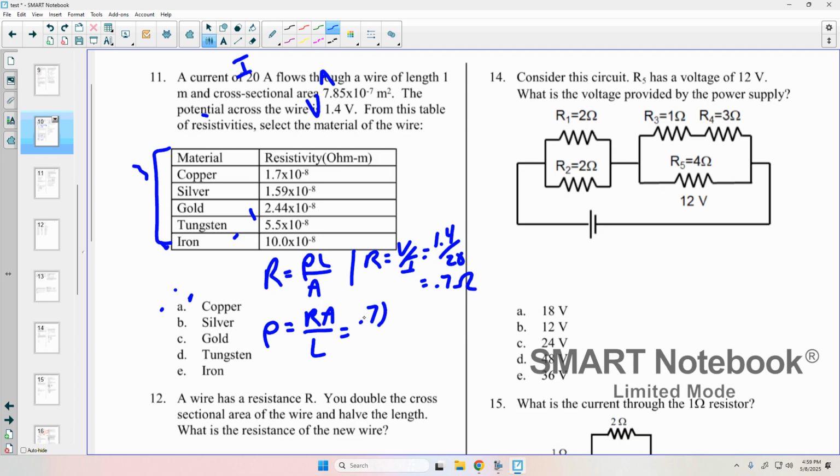Now I can put in the values here. I have 0.7 as the resistance, and the current is 20, divided by the area, which is 7.85 times 10 to the minus 7. And then that gives me the value for the resistivity. What was the answer for this one? You might know. D? Okay, so it's tungsten. That means when you did this, you would have found that this is equal to 5.5 times 10 to the minus 8, and that's tungsten, D. Select it from there. So that one's more straightforward, you're just calculating a number. Okay.